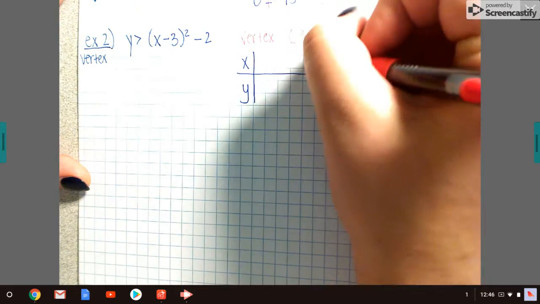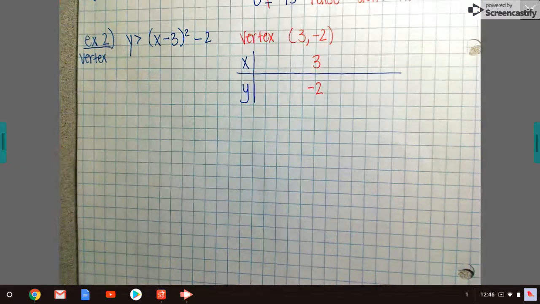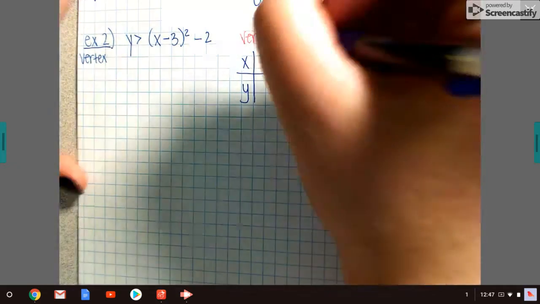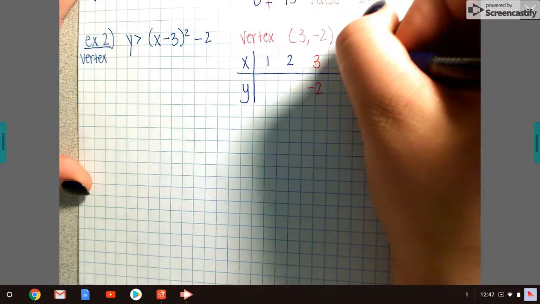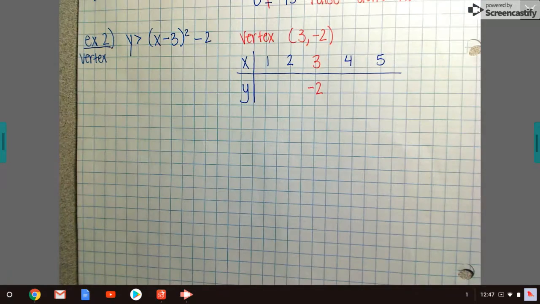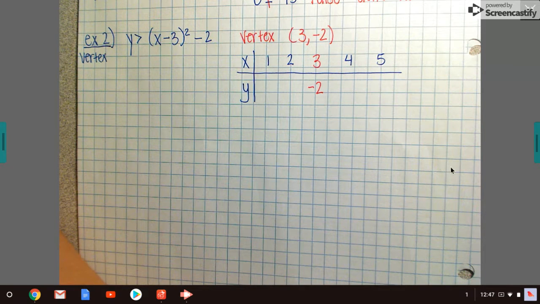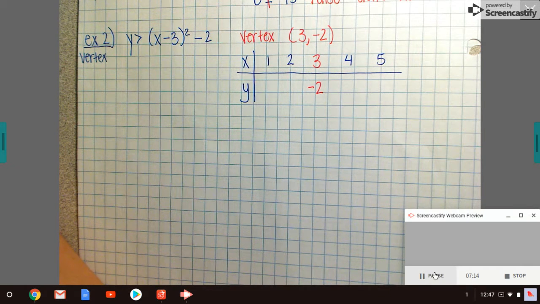So here's our vertex in the middle, (3, -2). And then let's pick our points to the left and right. We'll do again 1 and 2 and 4 and 5. Take a moment and plug these into your table and see what you get for coordinates there.